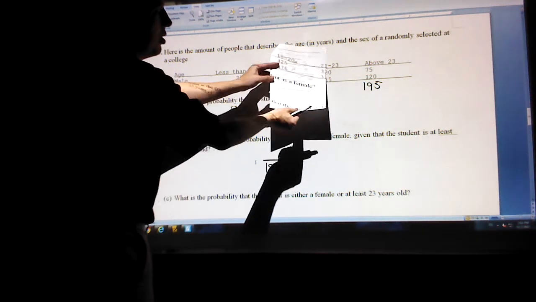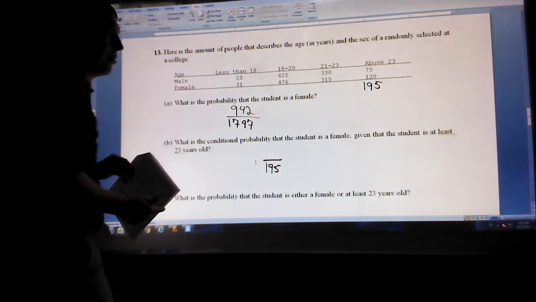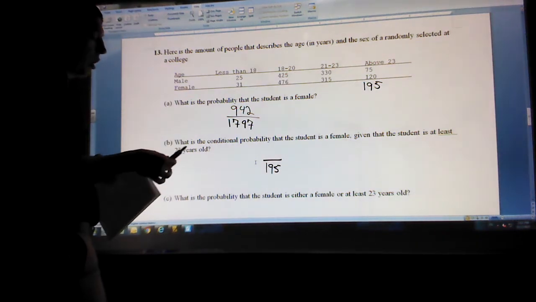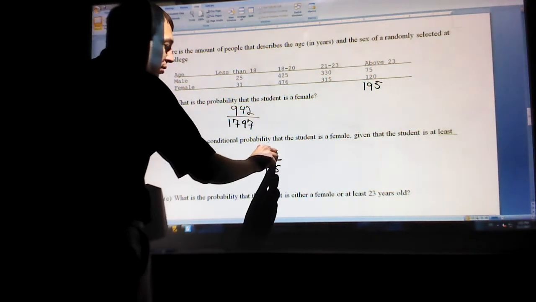I'm only going to be looking at that column. I'm only going to be looking at 23 and above. How many of those 195 are females? 120.